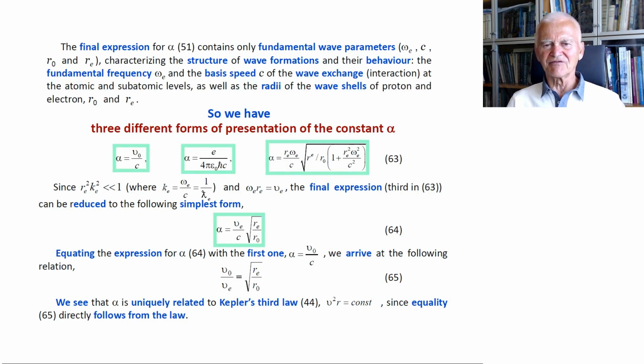So we have three different forms of presentation of the constant alpha. Since this term is much less than 1 and this product is equal to VE, this final expression can be reduced to the following simplest form. Equating the expression for alpha with the first one, we arrive at the following relation. We see that alpha is uniquely related to Kepler's third law, since this equality directly follows from Kepler's third law.